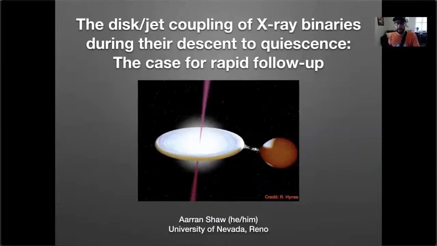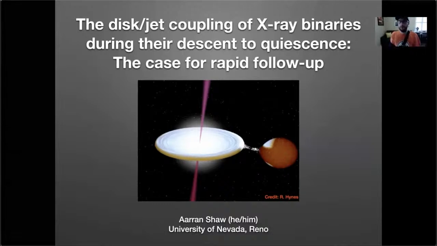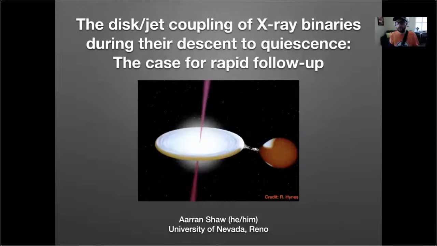Unfortunately I can't be here today live because I broke my collarbone and the only orthopedic appointment I could get overlaps with my talk slot. So sorry about that, but I'm still going to present my research on the disk-jet coupling of X-ray binaries. In particular, I'm going to focus on black hole X-ray binaries and their descent to quiescence.